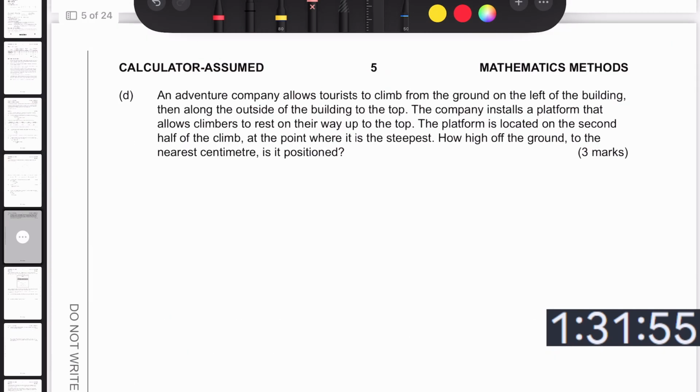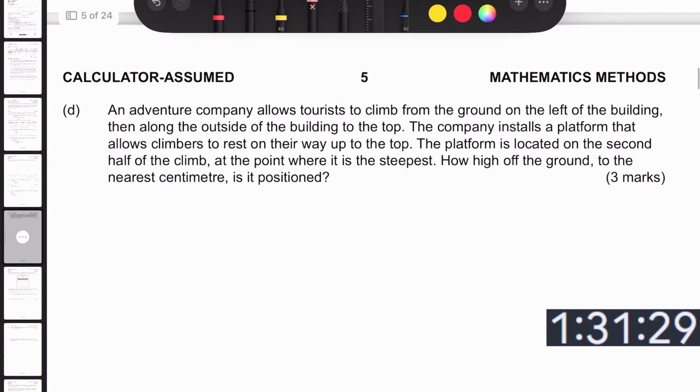The adventure company allows tourists to climb from the ground on the left of the building, then alongside the building to the top. The company has a platform that allows climbers to rest on the second half of the climb. At the point where it is steepest, how high off the ground to the nearest centimeter is it positioned?